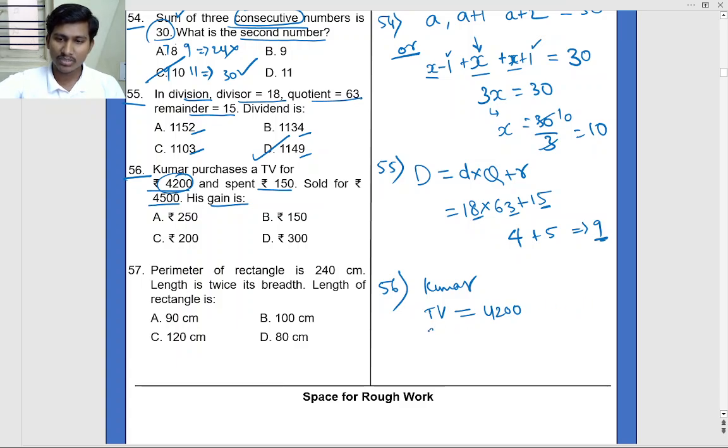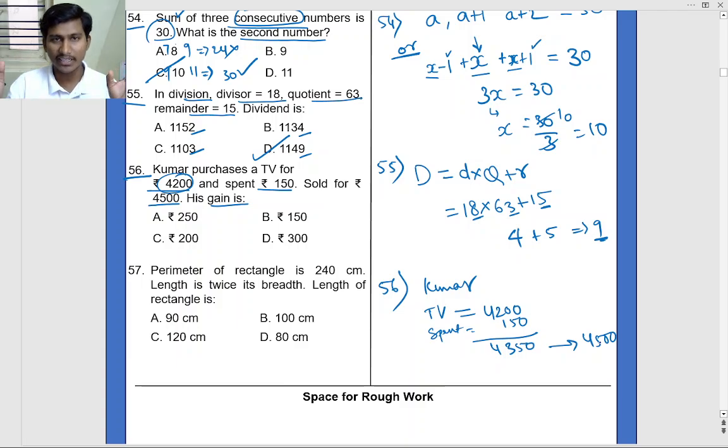So he spent how much? That is 150 rupees on that. So total cost how much it will be? That is 4350 is the total cost for him. And from that he sold for how much? 4500. So that is 4350 to 4500.